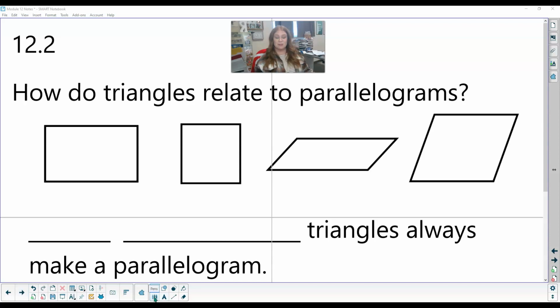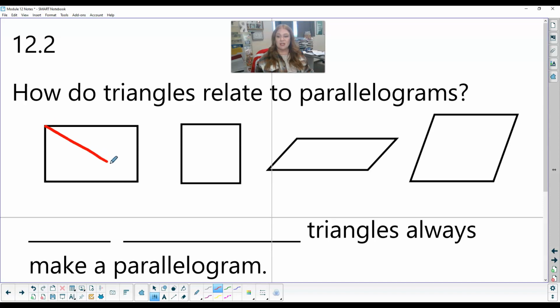So you should have done your 12.2 hands-on task already and figured out that anytime we take a parallelogram or a rectangle and cut it on a diagonal, it is going to make the same two triangles. So triangles are related to parallelograms because it takes two of the same triangles to make a parallelogram.